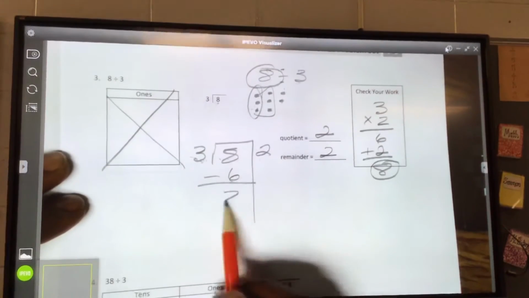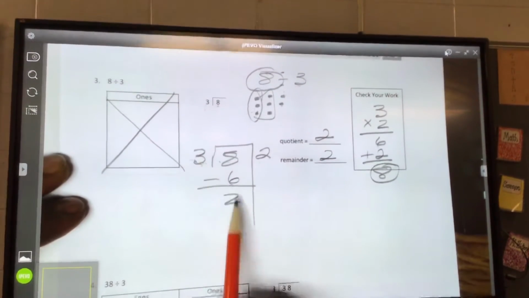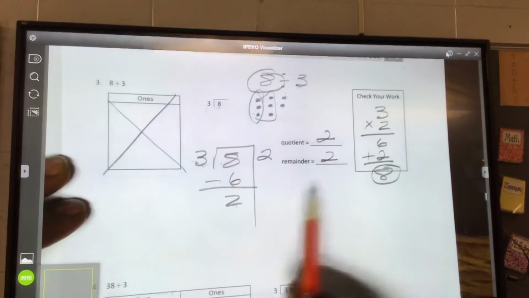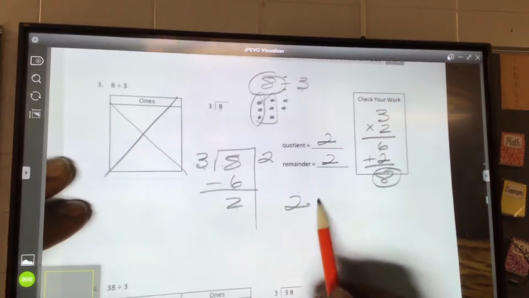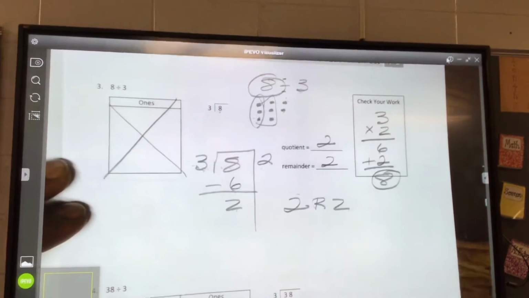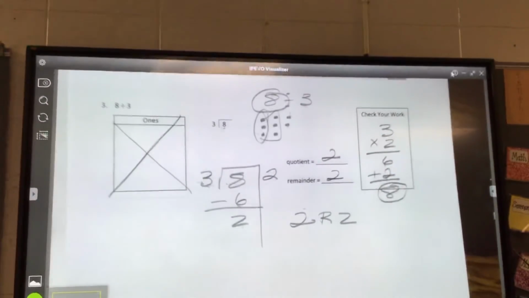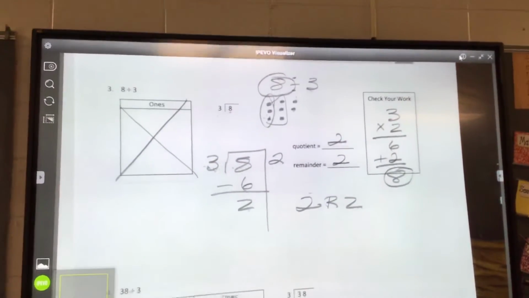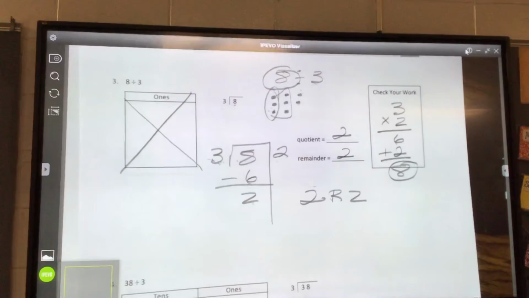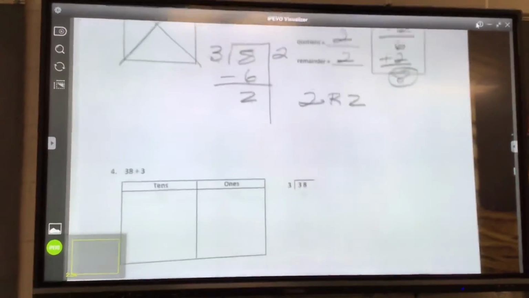I subtract, I get 2. 3 is bigger than 2, so I stop. So my answer still is 2, remainder 2. Question? Alright. Let's look at the last one.